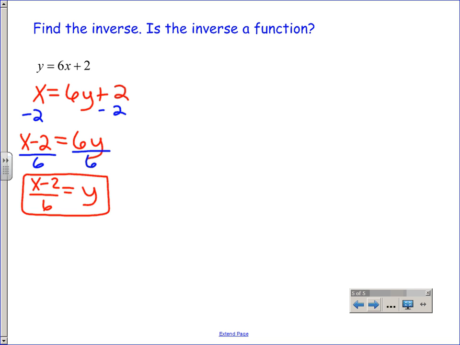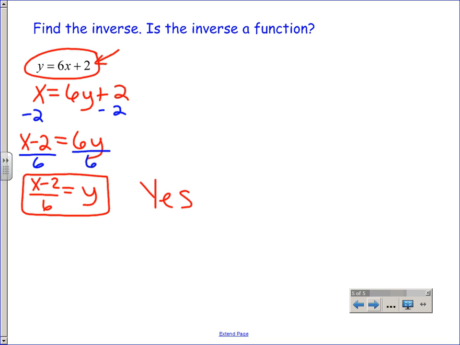Then it says, is the inverse a function? The answer here would be yes. There are several different ways to do it, but the quickest, easiest way is we know that the original graph right here is a line, a slanted line. So it certainly will pass the horizontal line test, which means its inverse is a function. So yes, the inverse is a function.